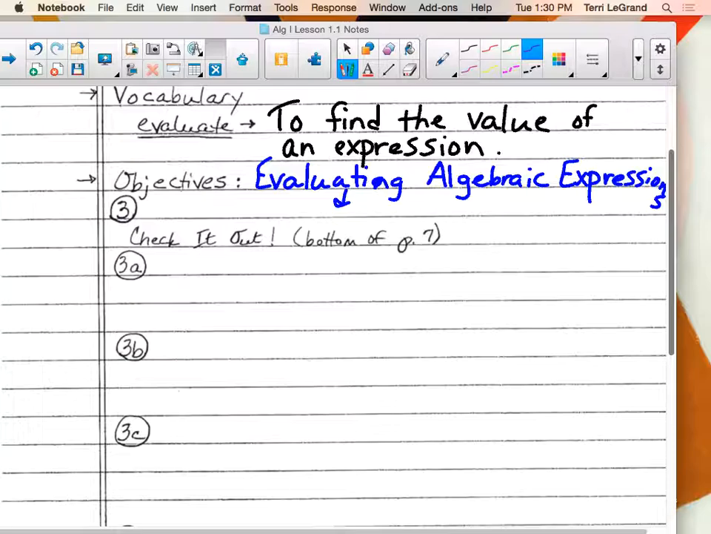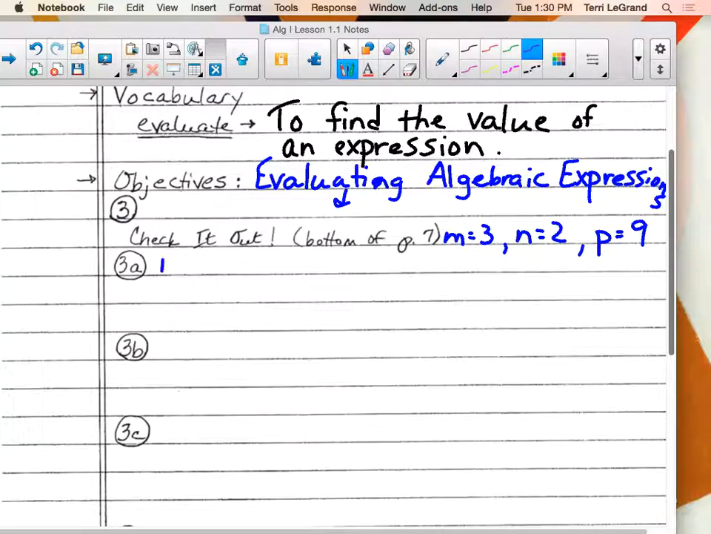Evaluating algebraic expressions. Okay, check it out. We're going to the bottom of page 7. Evaluate each expression for m equals 3, n equals 2. Okay, let's put that here. M equals 3, n equals 2, and then I can quit having to remember what it is. And p equals 9.